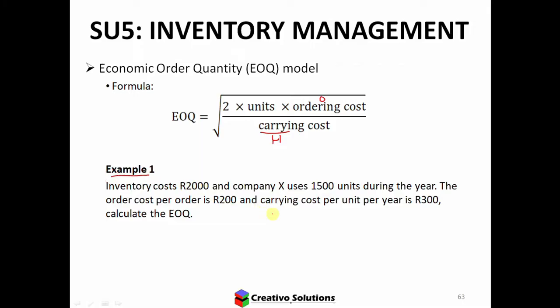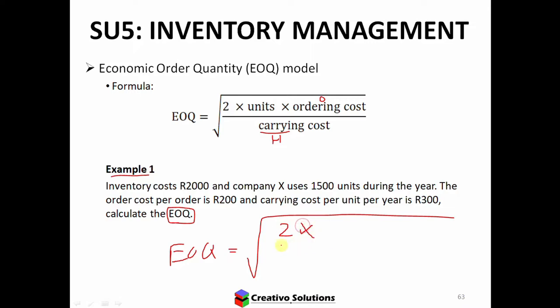I want you to calculate what is the EOQ. Remember, what is the economic order quantity? In other words, how much stock do I need to purchase that's going to minimize my ordering and holding costs for that particular business? So grab your calculator. First, substitute the amounts into this formula.